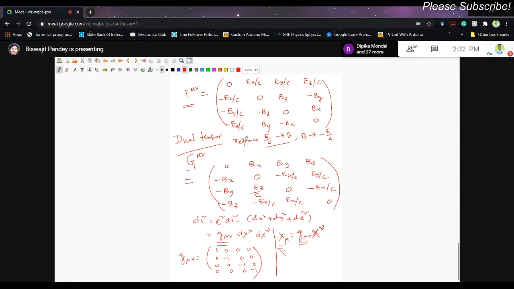Similarly, how do you get the contravariant components from the covariant components? x mu equal to g mu nu times the covariant x nu, right? But again, what is g mu nu? If I ask you, what is the contravariant component of the metric tensor? Can anybody tell? What is the relationship between the covariant g mu nu and the contravariant g mu nu? Minus 1, 1, 1, 1.